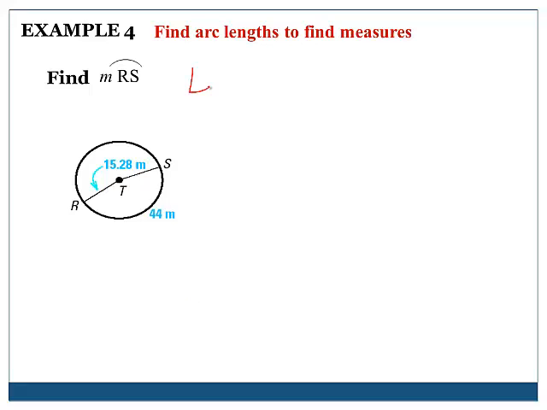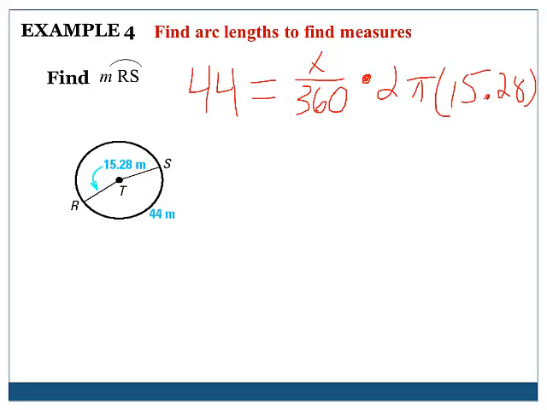We have our arc length, which is 44. I'm going to set that equal to what we're trying to find, which would be our measure of our arc length RS, which is our central angle. So I'm going to say that is X. I'm going to put that over 360 multiplied by the circumference. So we're given a radius, so we need to do 2 pi times our radius, which is 15.28. And this is one way to set it up.